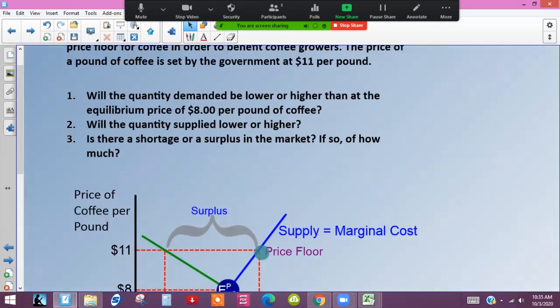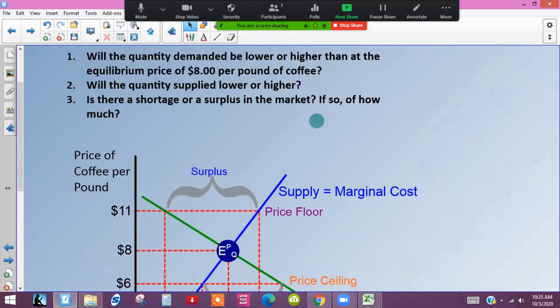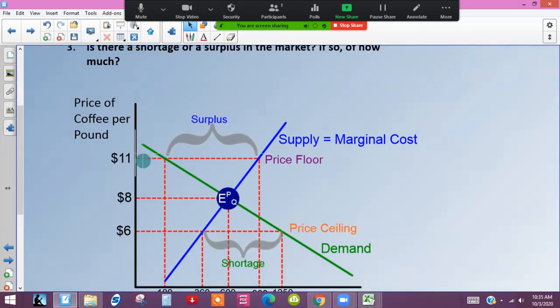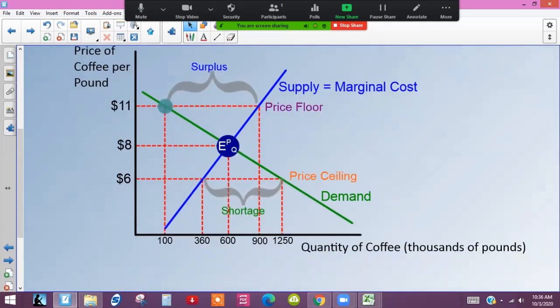And then lastly, is there a shortage or a surplus in the market? If so, how much? Well, there's obviously a surplus in the market, because at this higher price, more is being supplied by the producers than is being demanded by the consumers. So we have a difference here between 900,000 supplied and 100,000 demanded. So I believe, if I'm doing my math correctly, that's a surplus of 800,000 pounds of coffee.